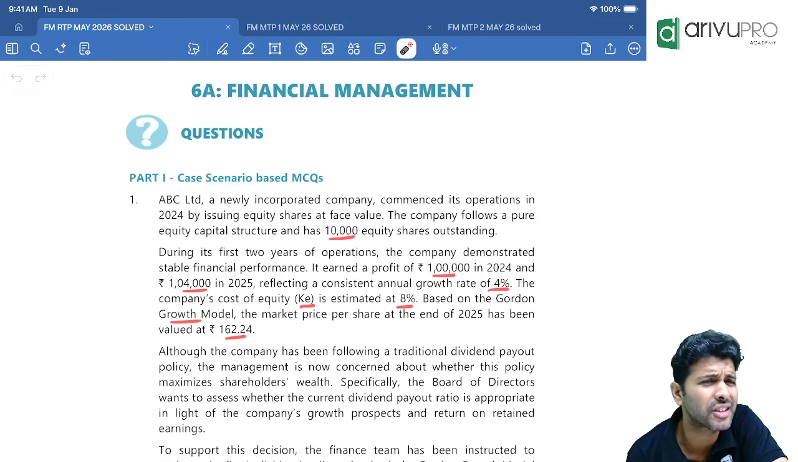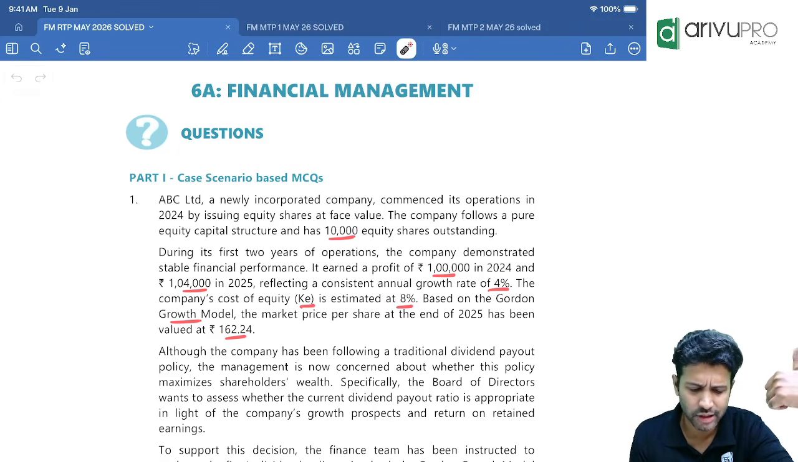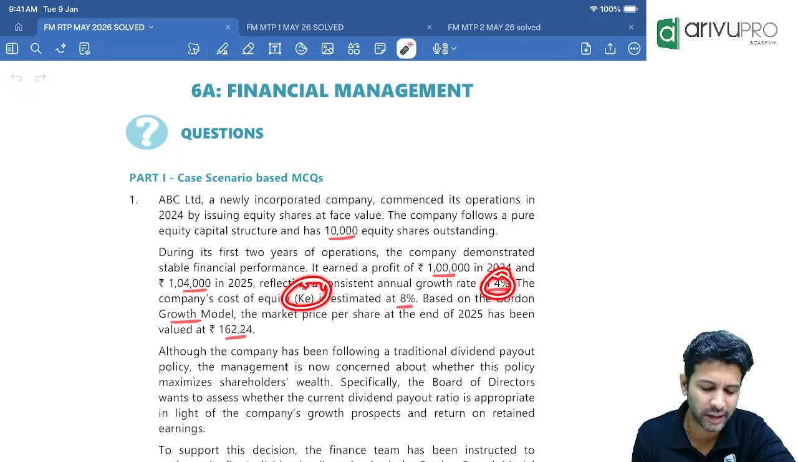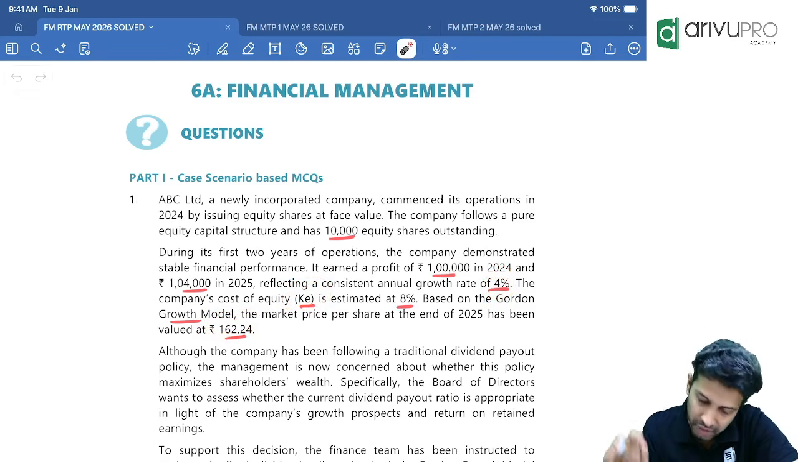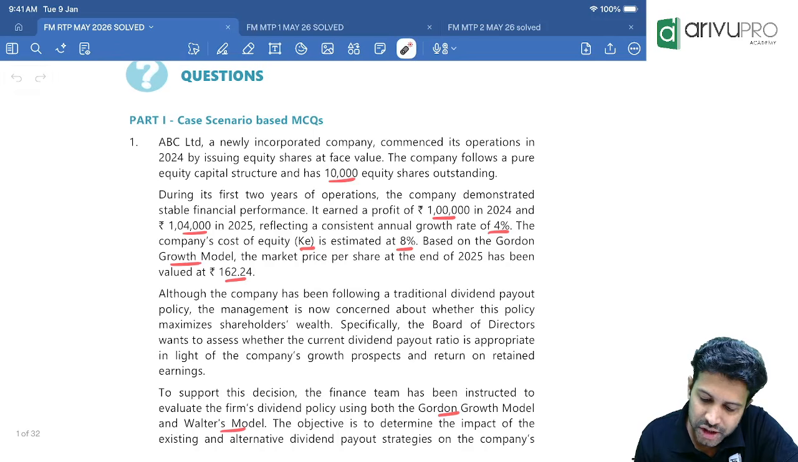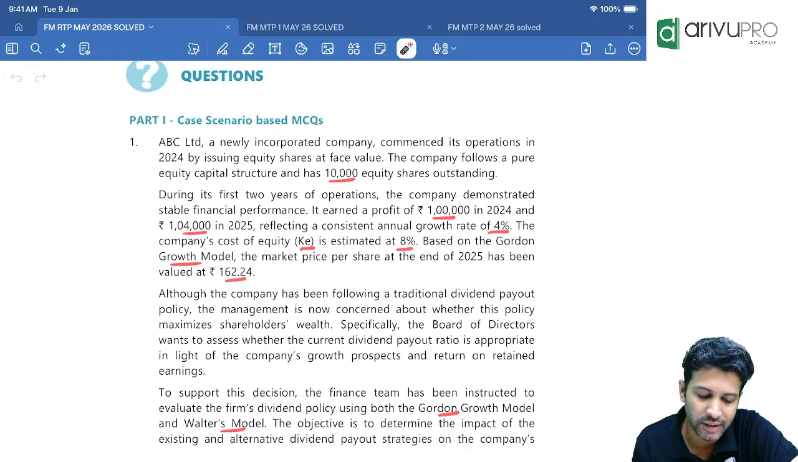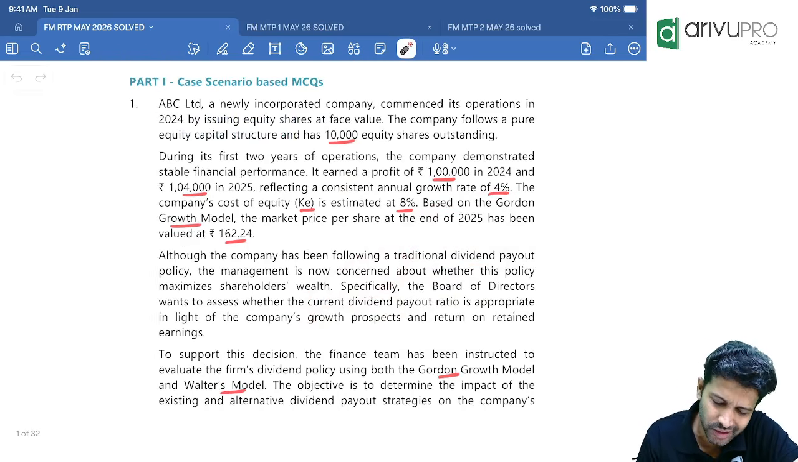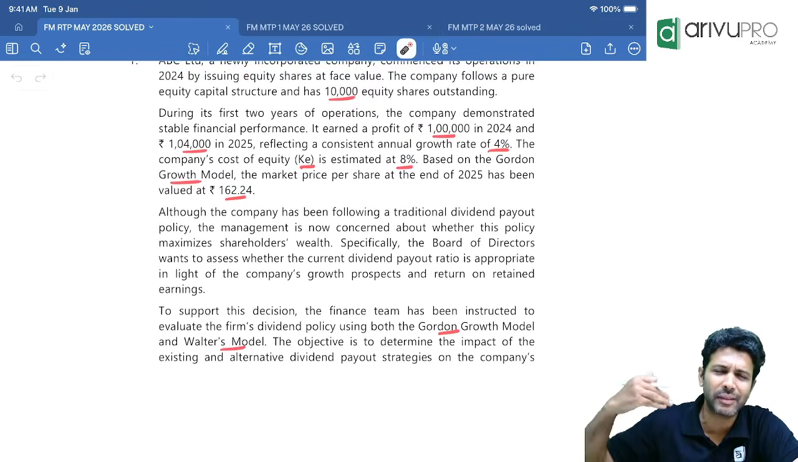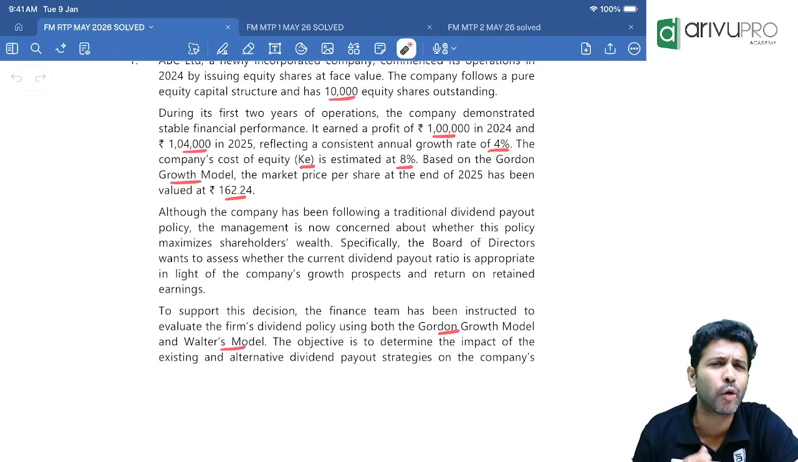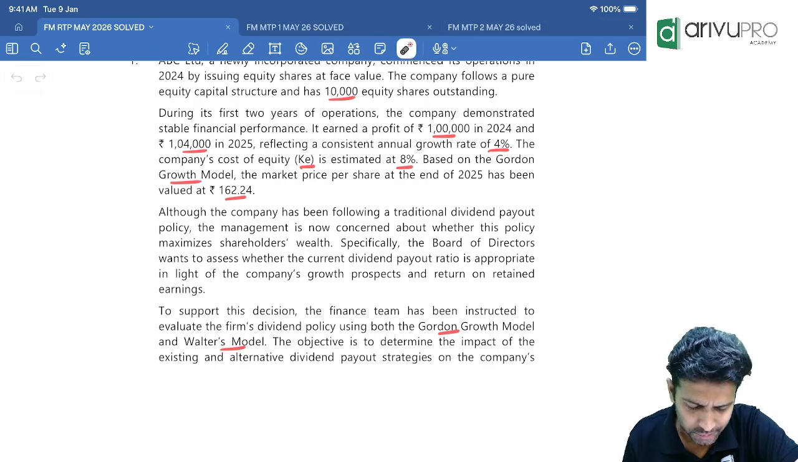What is Gordon's formula? D1 divided by KE minus growth rate. KE is available, growth rate is available, price is also available. So maybe use that information to find D1. The company has been following a traditional dividend payout policy, and management is now concerned about whether this policy makes sense. They give a full story, but all that is not required. We have already read the requirement, so we'll focus more on the values, not the stories.